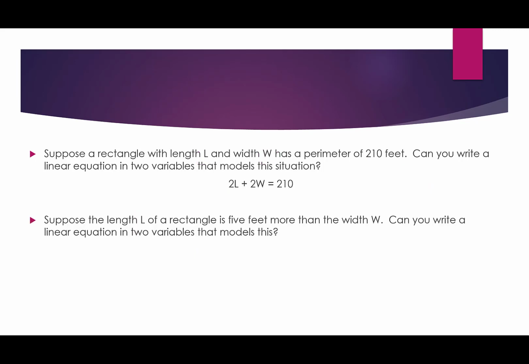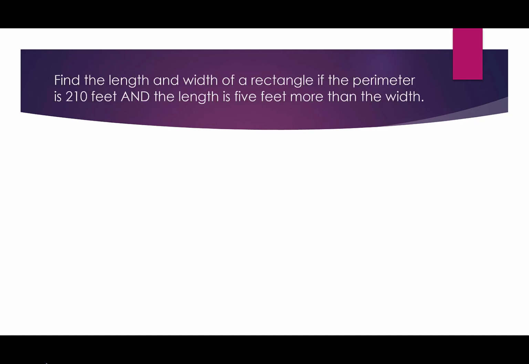Let's try this. Suppose the length of a rectangle is 5 feet more than the width of a rectangle. Can we write another linear equation using those two variables that models this situation? Sure we can. We've got our variables length and width again. I know that the length is 5 feet more than the width. If I translate that, the length is 5 more than the width. I think that should do it.